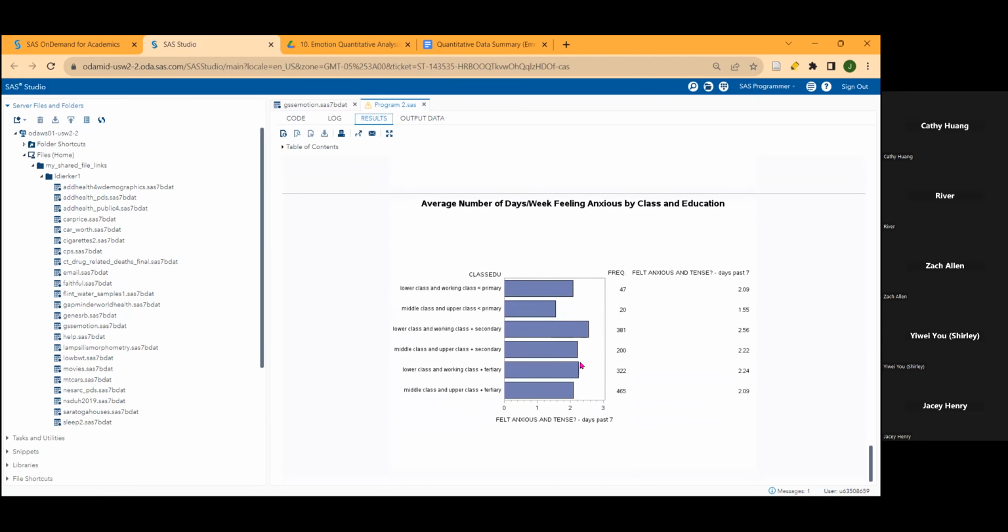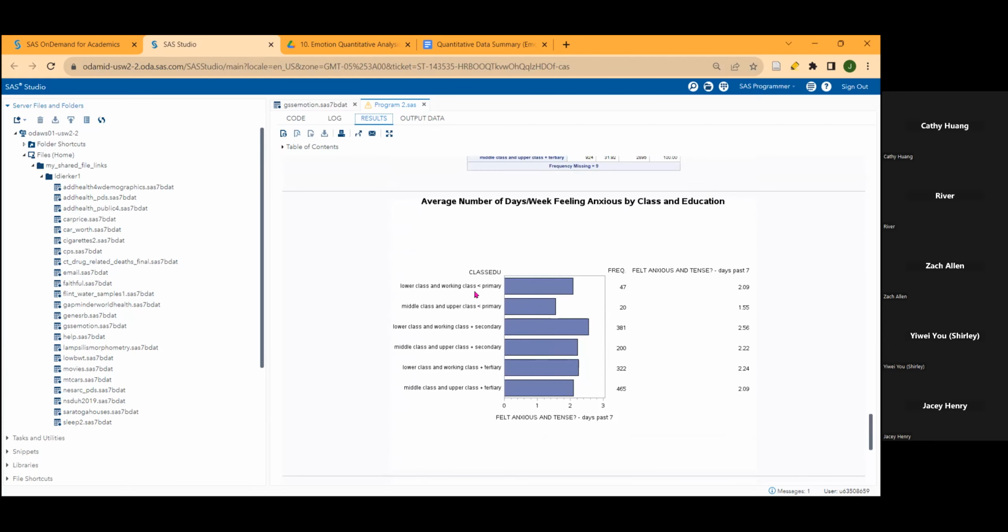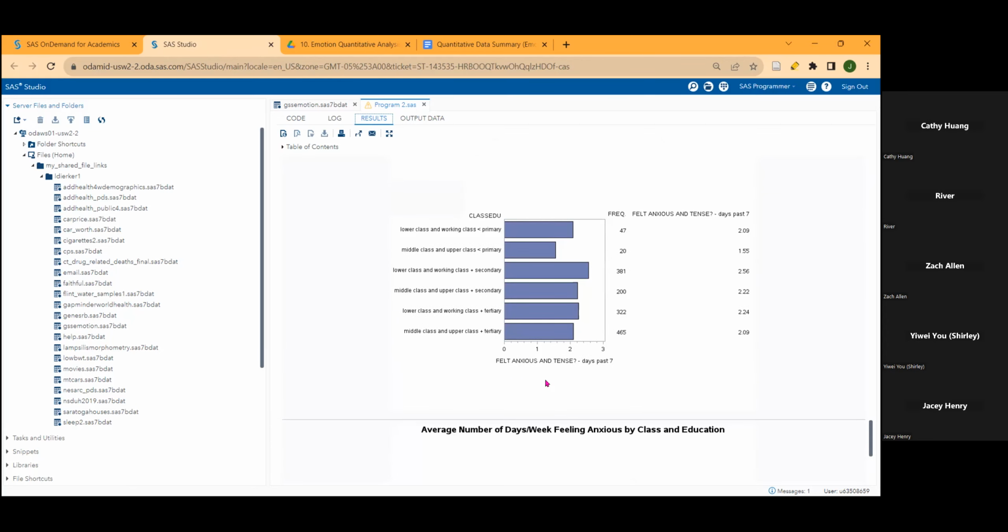What I found most interesting was comparing those who have the same level of education but a different class. So the low and working who have less than primary, it's higher anxiety compared to the upper and middle with less than primary. And it's fairly consistent throughout, even with secondary and tertiary. Oh yeah, that's interesting. Interesting. I love it.